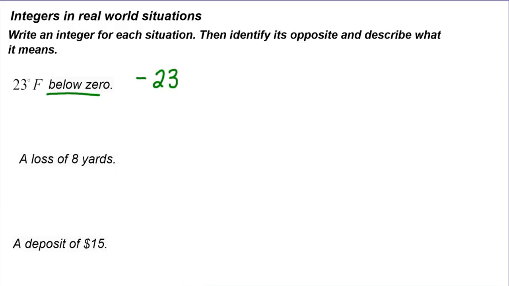Now, its opposite would be +23, and that would represent 23 degrees Fahrenheit above 0, or warmer than 0. So that would be its opposite.